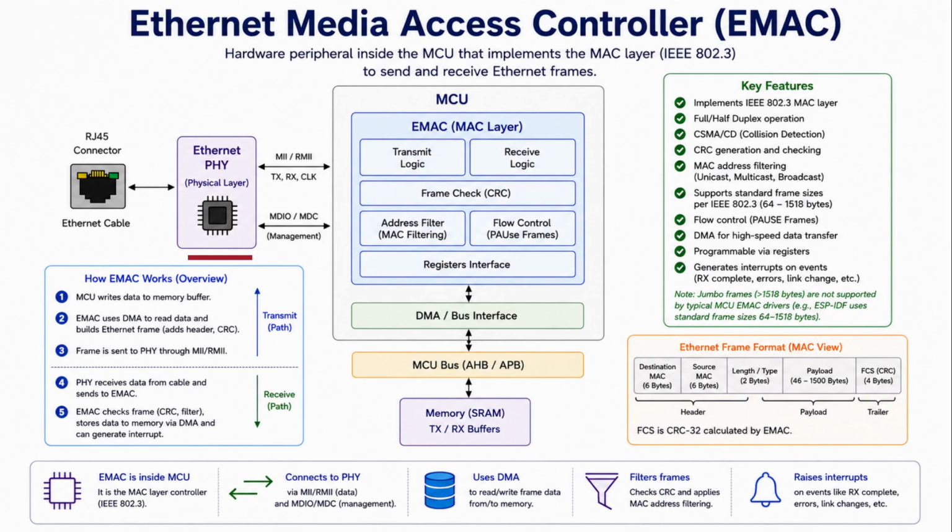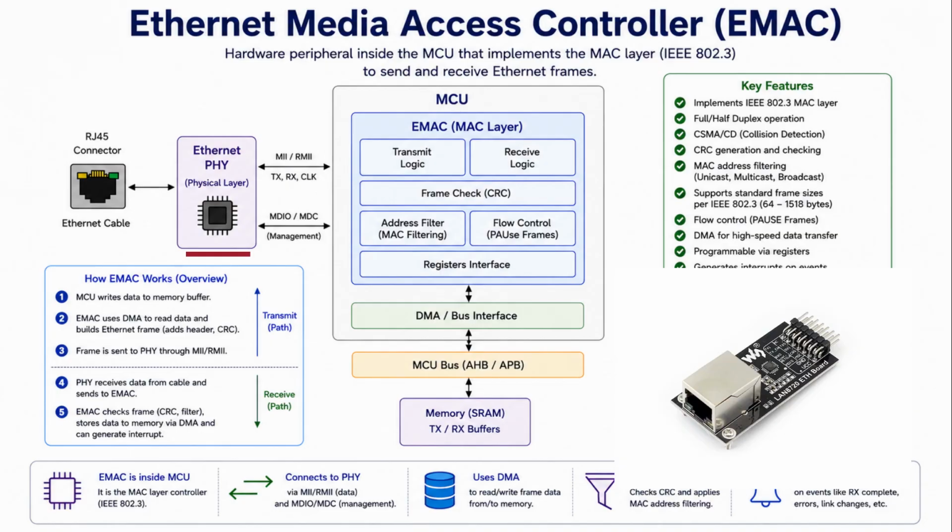So, think of the data path like this: the CPU creates data and stores it in memory. The EMAC uses DMA, direct memory access, to read that data from the memory. It then builds an Ethernet frame. The frame contains things such as the destination MAC address, the source MAC address, length or type fields, payload, and finally a CRC. The EMAC sends the frame to the external PHY using an interface such as MII or RMII. The PHY then handles the physical Ethernet signaling and connects towards the Ethernet connector.